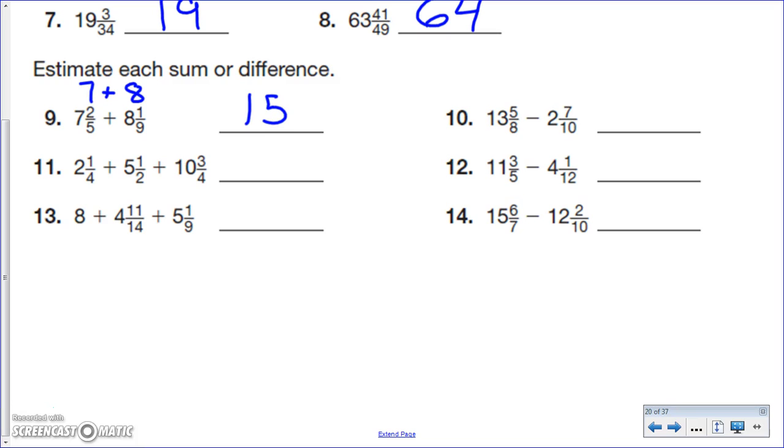For 10, we have 13 and 5/8 and 2 and 7/10. Both fractions are greater than 1/2, so we're going to round both numbers up. So we're going to get 14 minus 3. And we know 14 minus 3 equals 11.